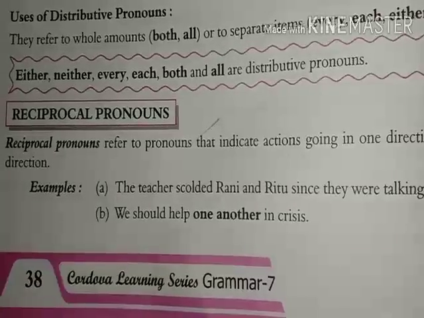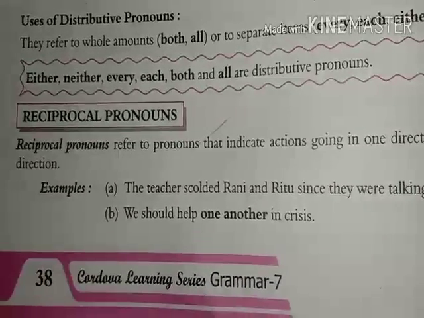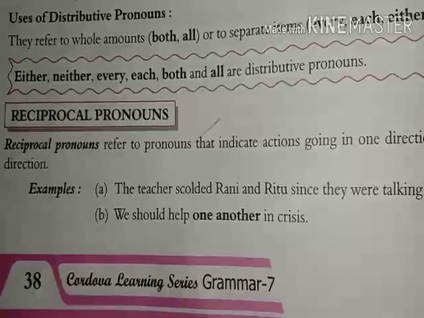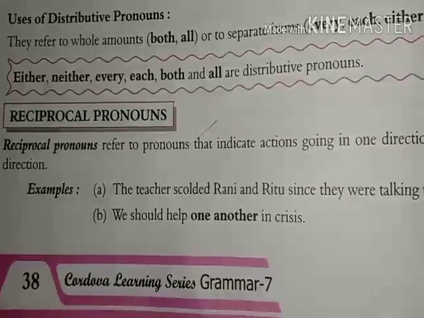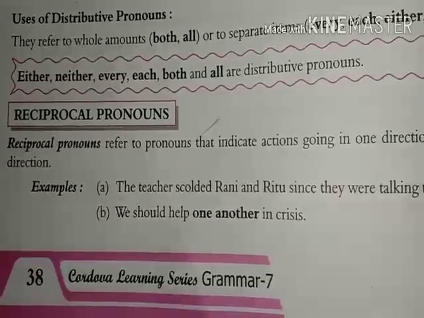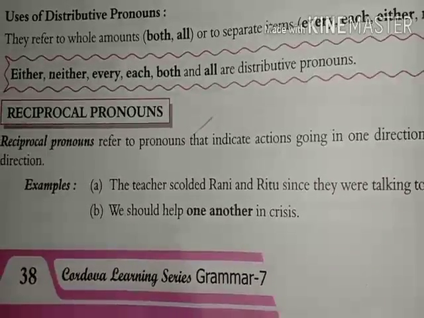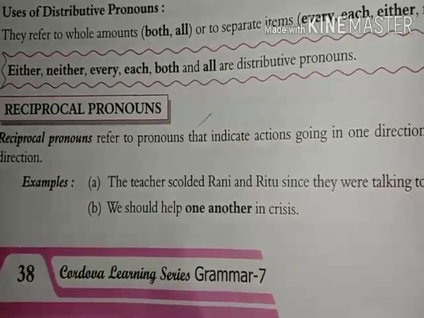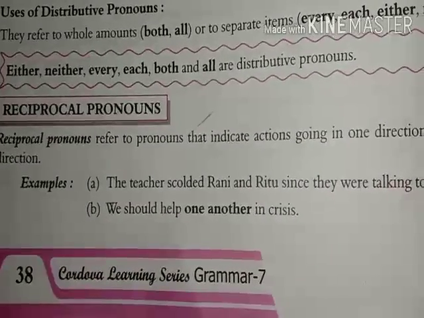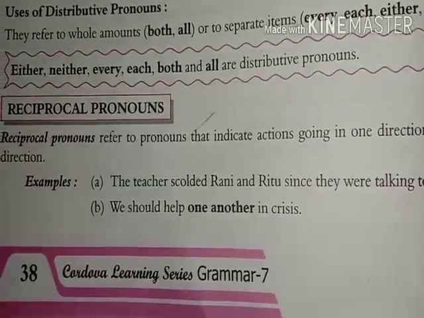I remember in maths we all study fractions and we study reciprocal. For example, 1 by 8, if it is a fraction, then we write the reciprocal 8 by 1. So it is just opposite. In English, it is both sides. The actions are taking place on both sides.